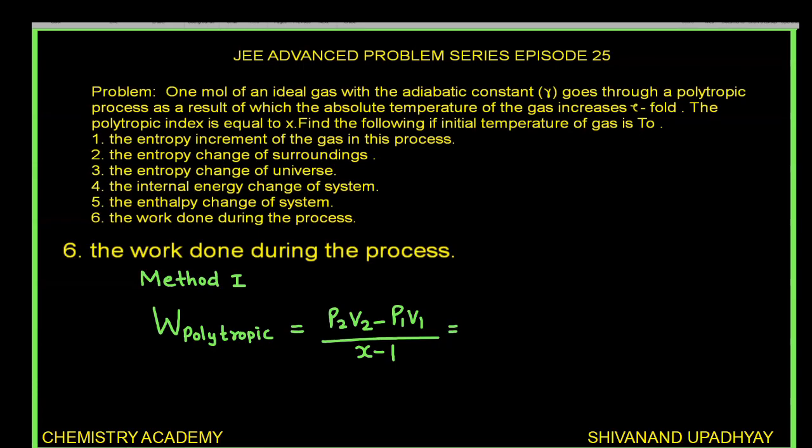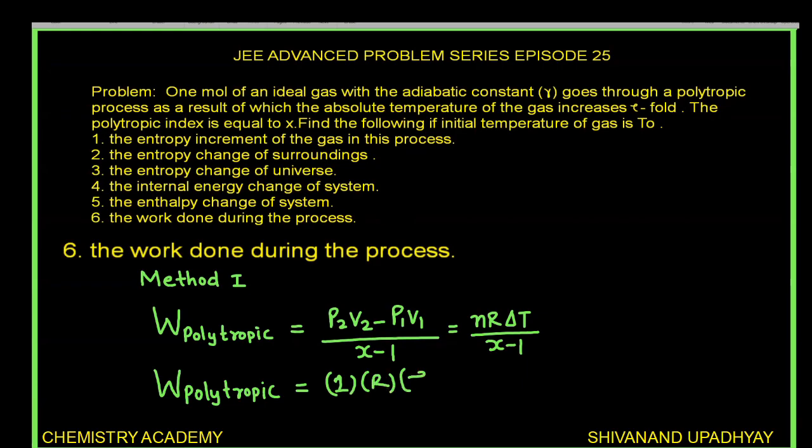And by using the ideal gas equation, I can also write P2V2 is nRT2, and P1V1 is nRT1. So this is nR delta T upon x minus 1. From here, I can calculate the work done in a polytropic process by using the formula directly. Since n is equal to 1, the work done is R times the temperature change, which can be written as tau minus 1 into T naught, upon x minus 1. So this is the work done in a polytropic process.